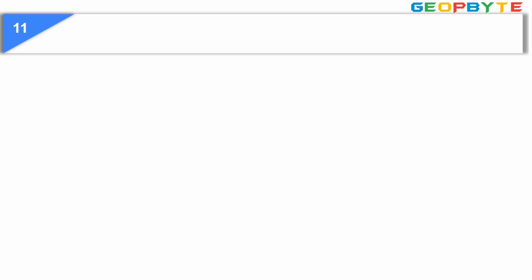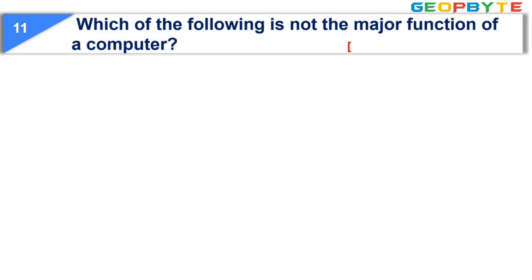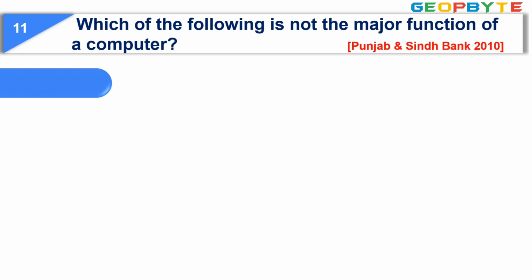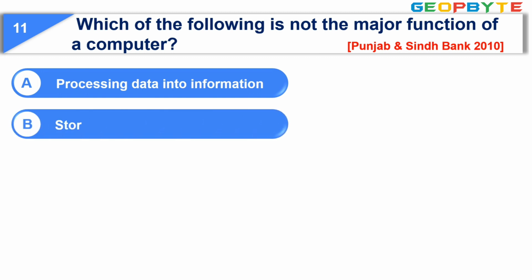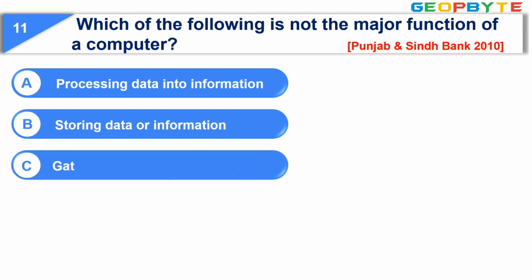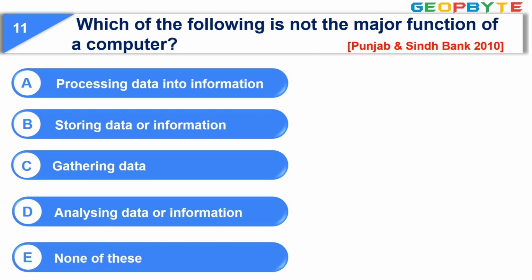Next, moving to question number 11. Which of the following is not the major function of a computer? Option A, processing data into information. Option B, storing data or information. Option C, gathering data. Option D, analyzing data or information. Option E, none of these. And the correct answer is option D, analyzing data or information.